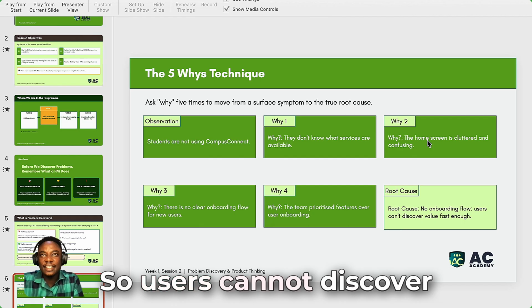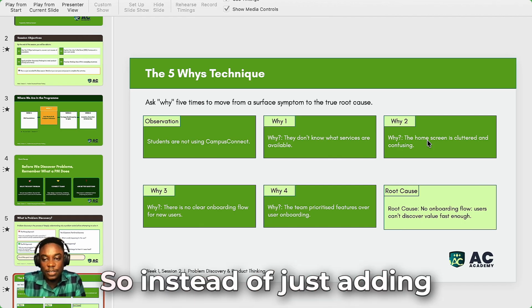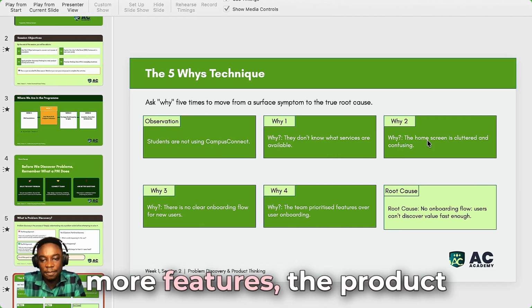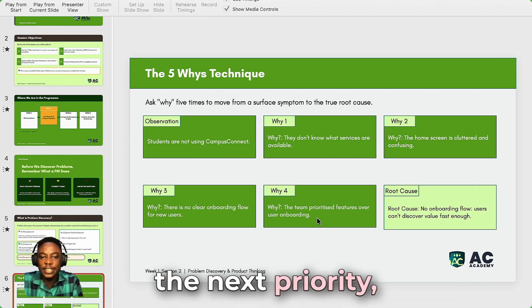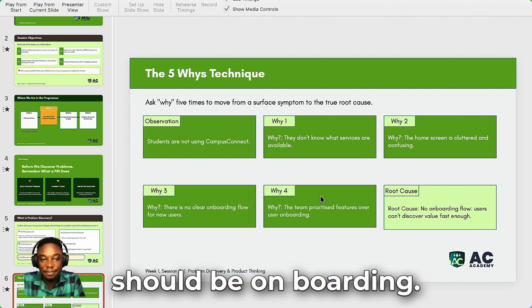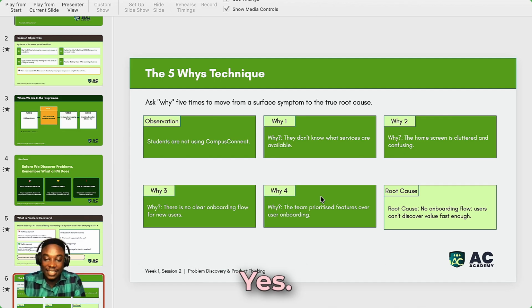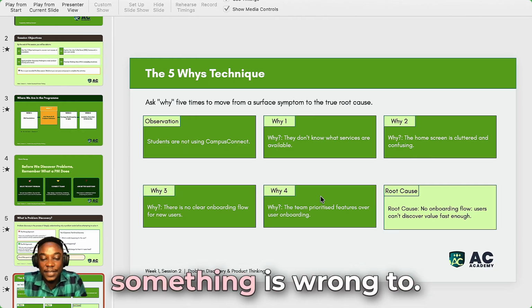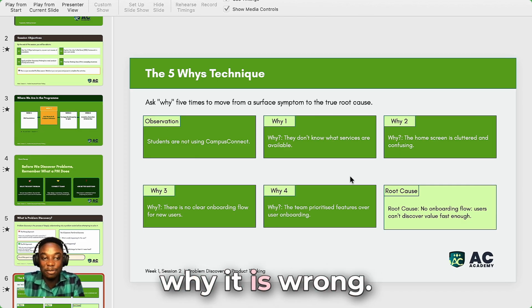Now you can see that we are closer to the root cause. So users cannot discover the value of the product quickly enough. So instead of just adding more features, the product manager may decide that the next priority should be onboarding. And that is the power of the five whys technique. Yes. It helps you move from something is wrong to this is probably why it is wrong.